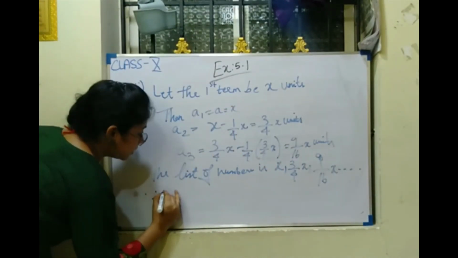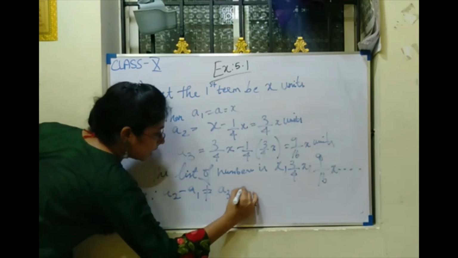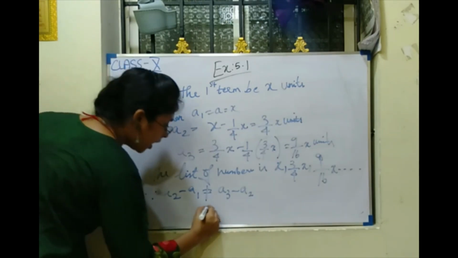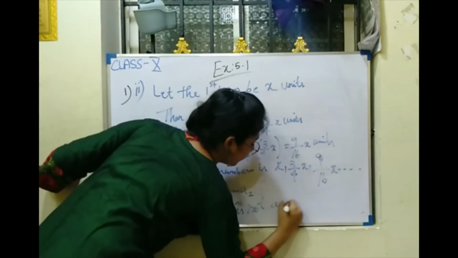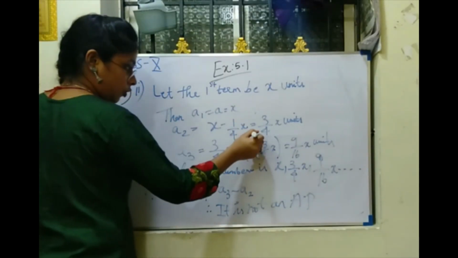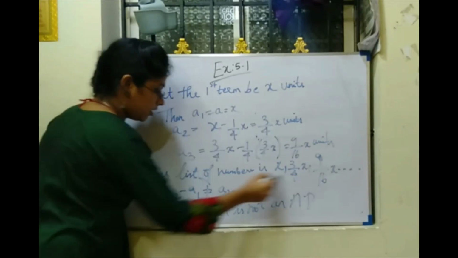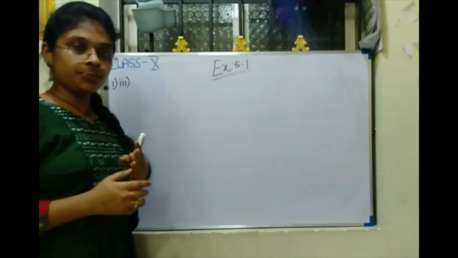Okay, so since A2 minus A1 is not equal to A3 minus A2, therefore it is not an AP. The common difference of these terms is not the same. So this sequence is not an AP. Now let's move on to the third part of the first question.